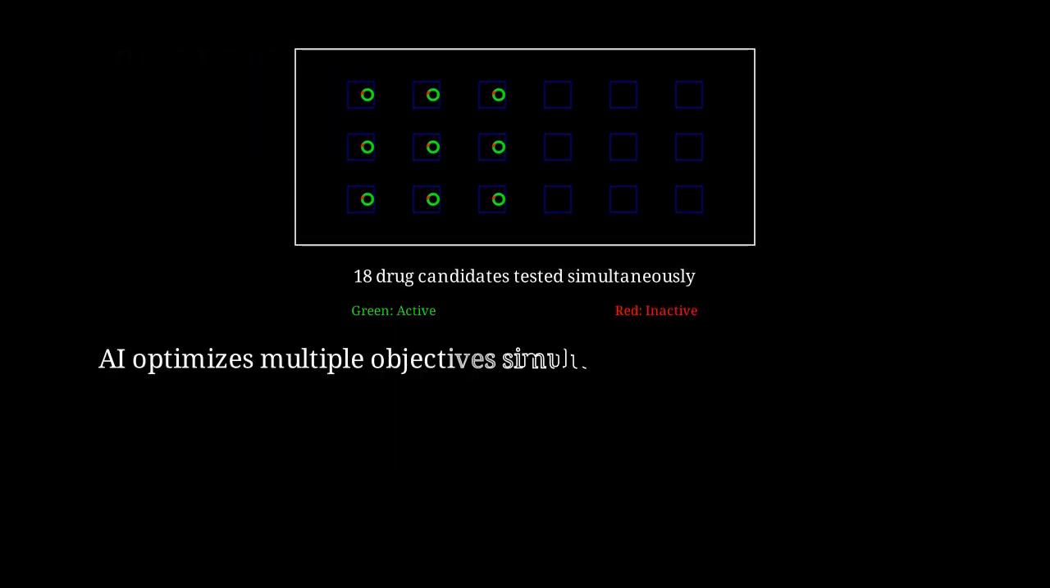An AI system can optimize multiple objectives at once: maximize the signal-to-noise ratio, minimize reagent consumption, reduce experiment time, and ensure reproducibility. These objectives often conflict, and AI helps find the best trade-offs.